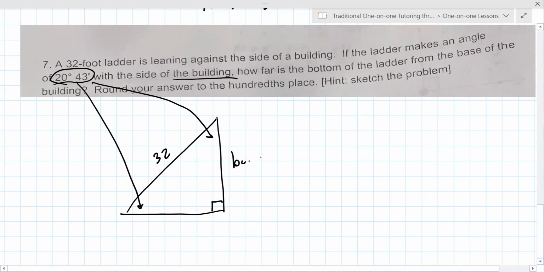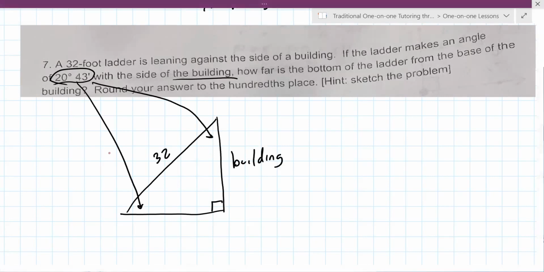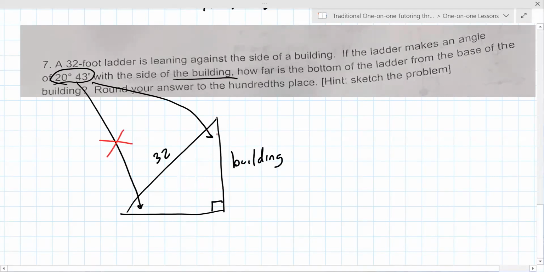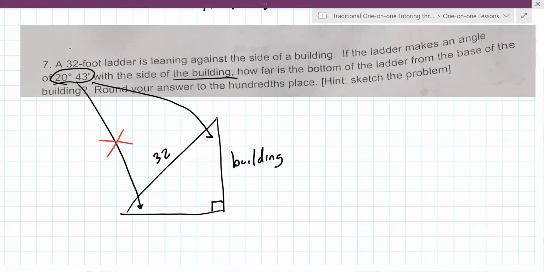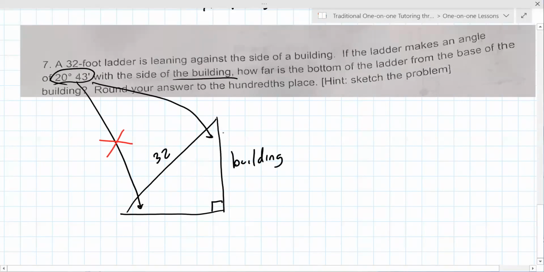So for me, the building is here. So it's not this one. It must be this one. So this angle right here is 20 degrees and 43 minutes. And probably you saw this in the first section, degrees, minutes, seconds. The calculation here is 20 plus 43 over 60.